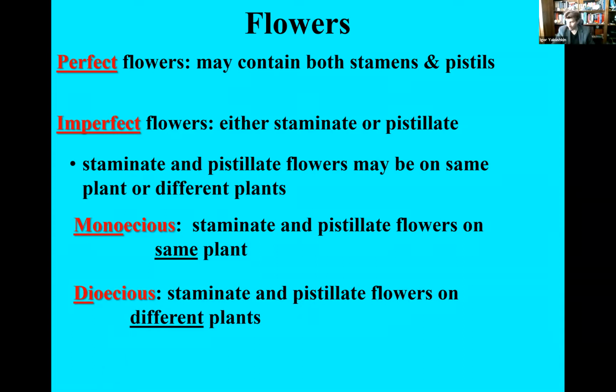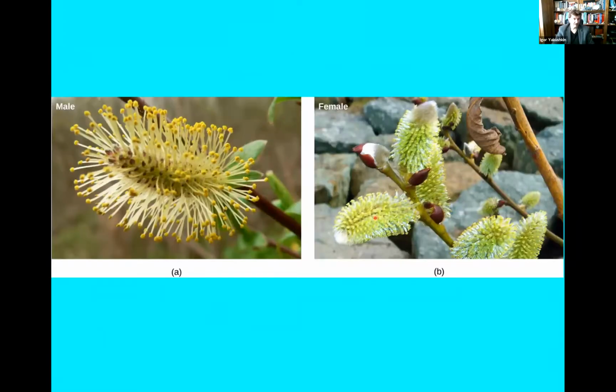For example, the willow trees. See, here we have the male flowers producing tons of pollen. And here we're looking at the female flowers, which do not have a single stamen, but have tons of, well, not receptacles, stigmas to get the pollen on.